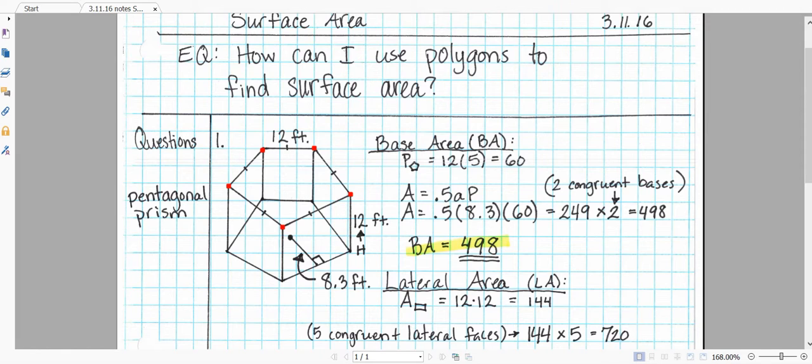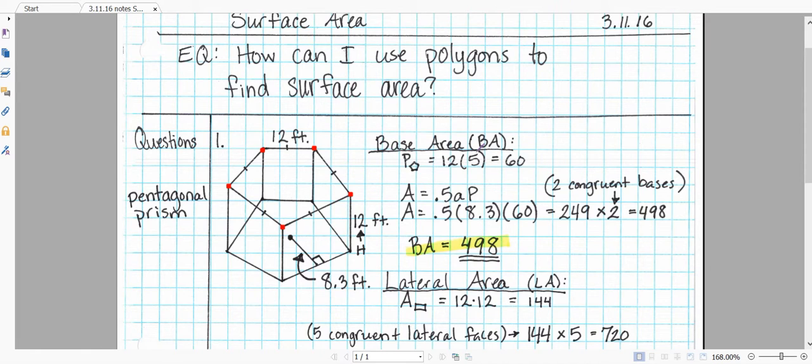Alright, so to find the surface area, we're going to use the given information. So we have a side length on the pentagon that's 12 feet. We know that the height of the prism is 12 feet. And the apothem, going from the center of the pentagon to the side, is 8.3 feet. So we'll use all of that to calculate our base area, our lateral area, and then add those two together to find our total surface area.